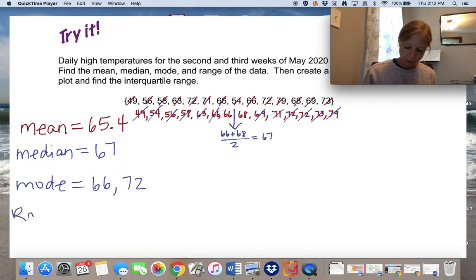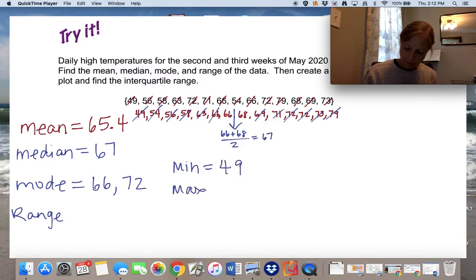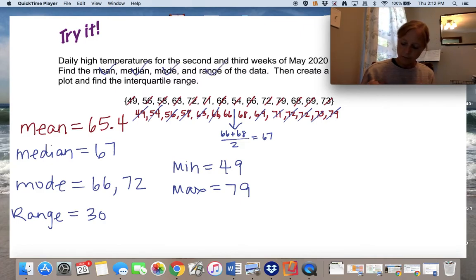The range is where we take our minimum and our maximum and we subtract them. So let's come over here. Our minimum number is 49. Our maximum is 79. When I subtract those two, I get a range of 30. So I found the mean, median, mode, range.